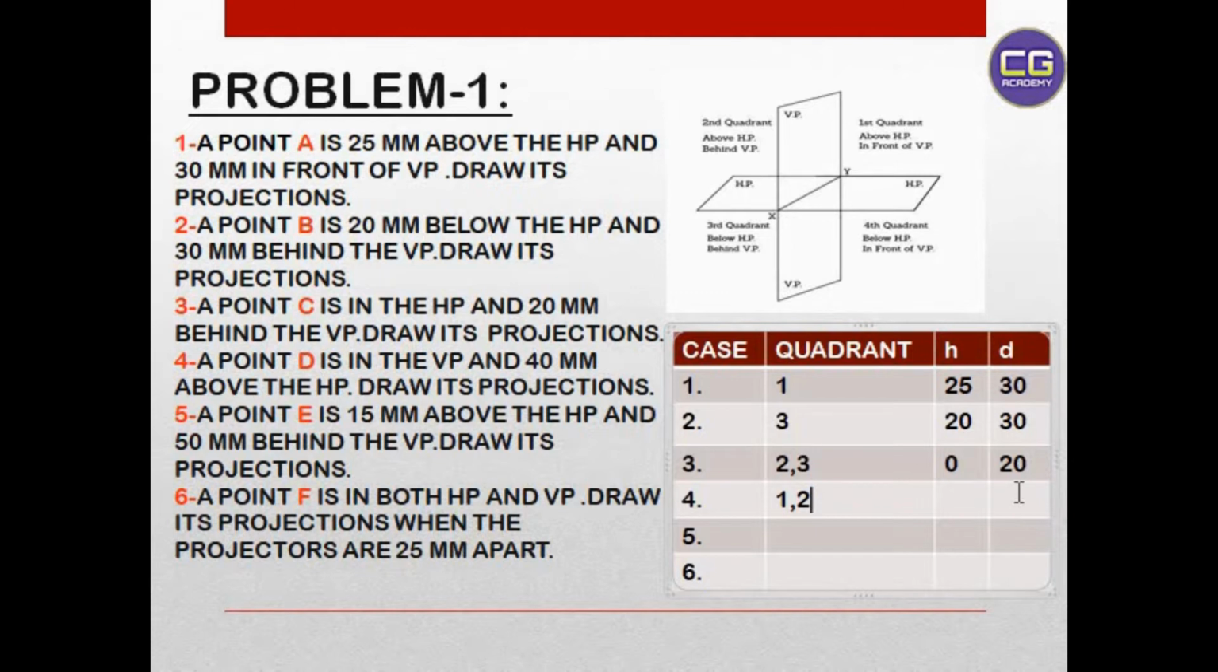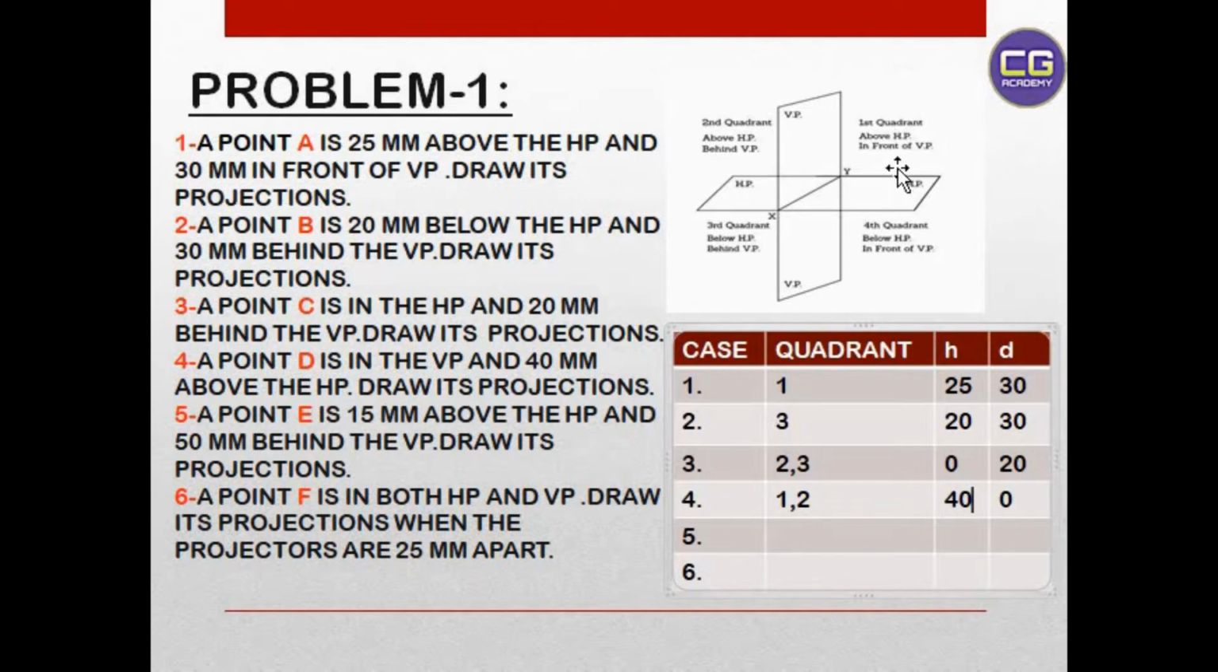Hence the value of D becomes 0. Moreover, the value of H has been given as 40 mm in this question. If we take the fifth case into consideration, then the point E is 15 mm above the horizontal plane.